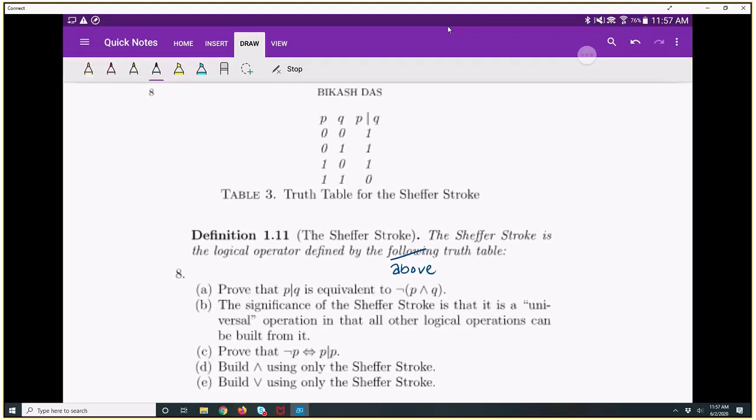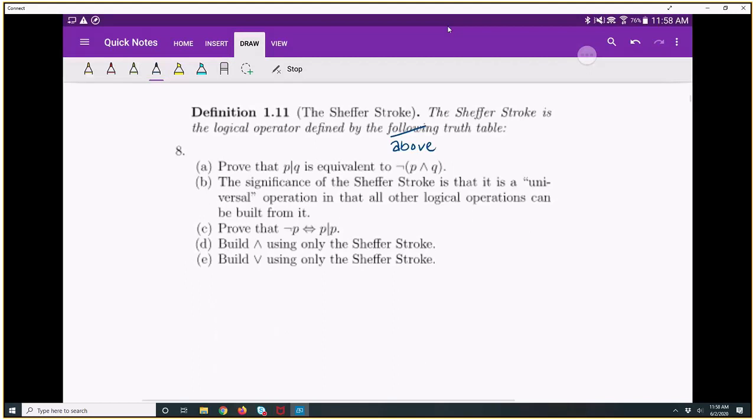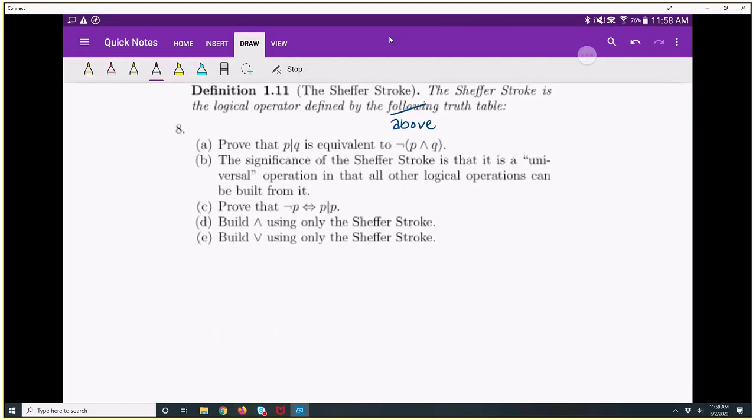So you'll see we have two propositions, P and Q, and we'll denote this with the vertical line. So P, the vertical line, and then Q, that's the Sheffer stroke. And what it does is it gives true for all cases except when P and Q are both true. When P and Q are both true, then it is false. So it's defined by this truth table. And we're going to complete the following tasks. First, prove that the Sheffer stroke is equivalent to the negation of P and Q.